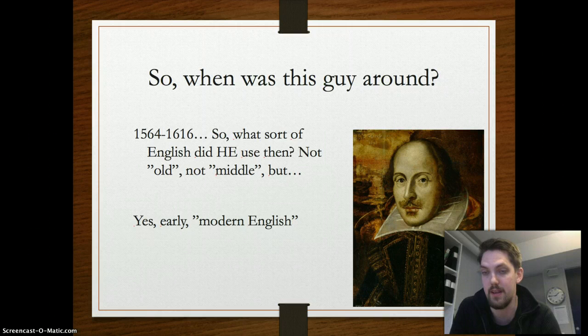And I have to say that the English language is still developing to this day. We are constantly getting new phrases and grammar and words and so on, and pronunciation, of course.